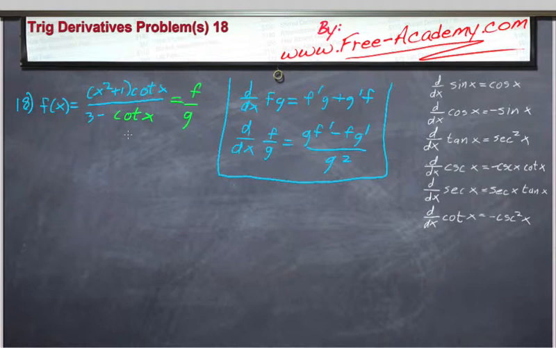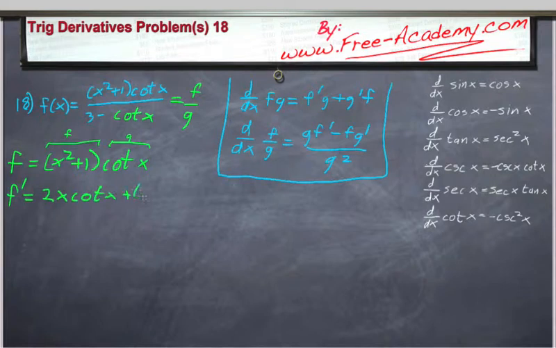This is equal to our f over g, and now there isn't much we can do short of finding f prime and g prime, and plugging them into the formula. So f is equal to x squared plus 1 times the cotangent of x. F prime is going to be product rule with f and g. I'm going to skip the steps, but it's going to be equal to 2x times the cotangent of x plus x squared plus 1 times the derivative of cotangent of x, which is negative cosecant squared of x. And you can work that out yourself just in case you don't trust me.